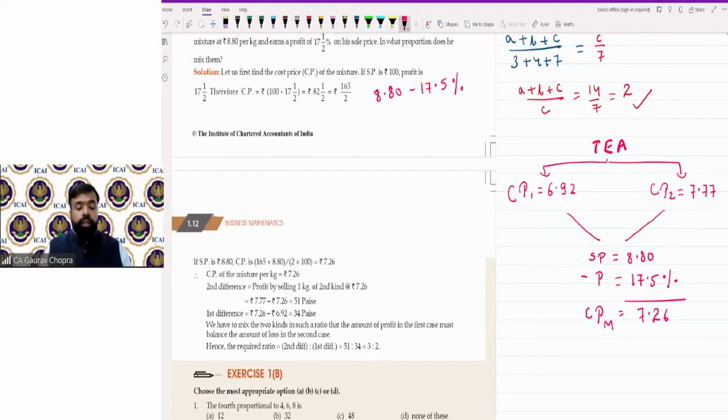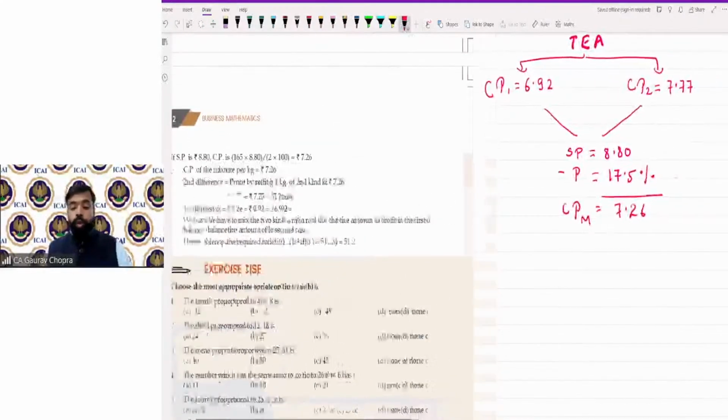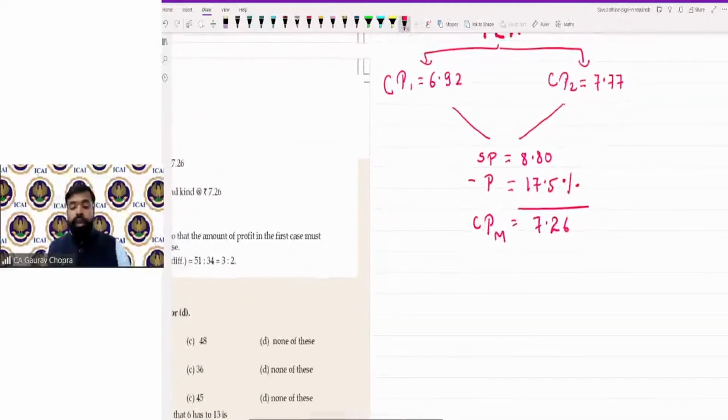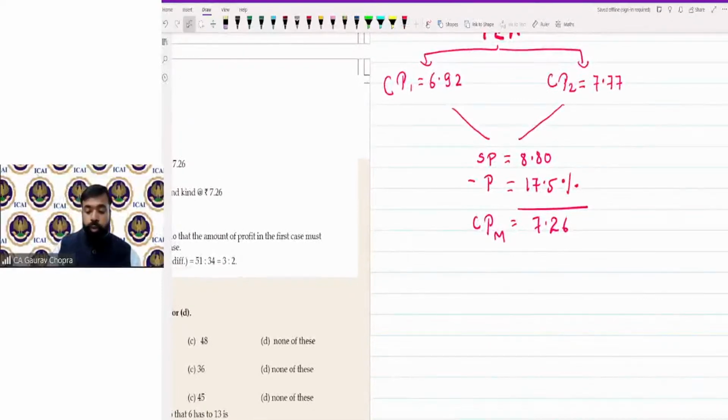Now, the next step, the second step. Now you have both cost prices. Now you have to find out the ratio. So how to find the ratio? Let us understand this. 6.92 is variety 1. 7.77 is the price of variety 2 and the price of the mixture is 7.26.